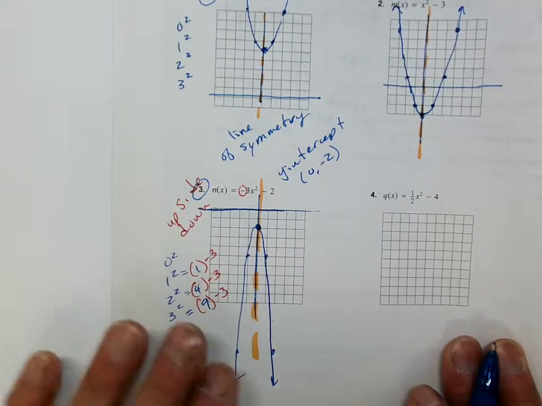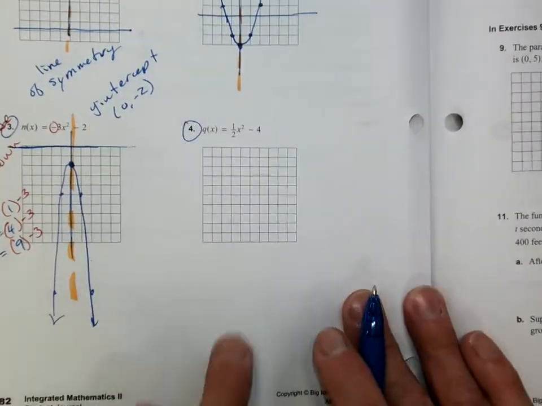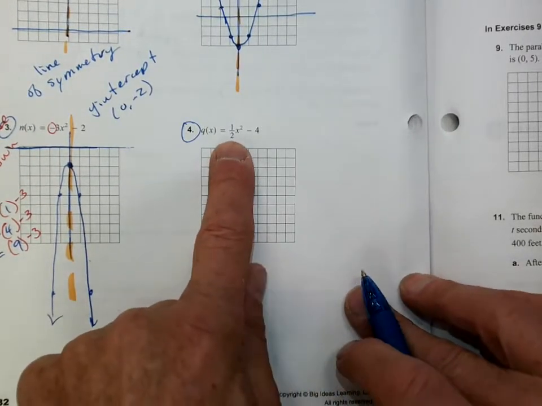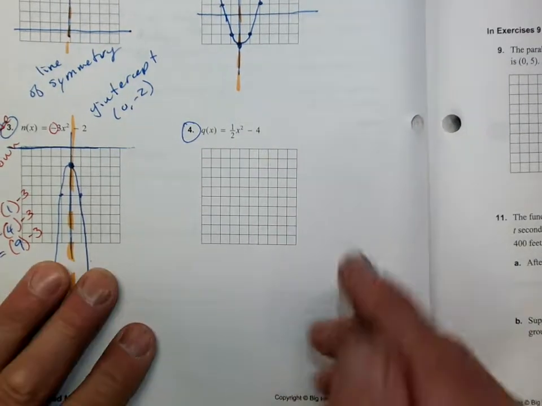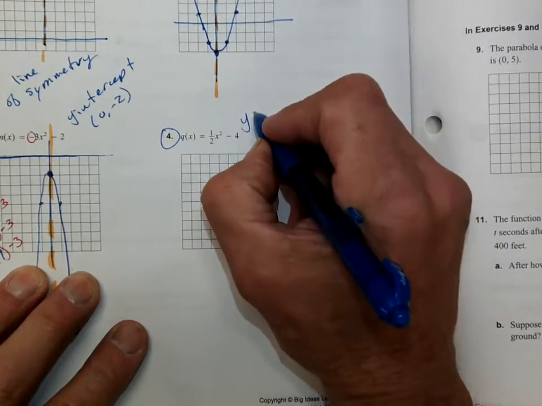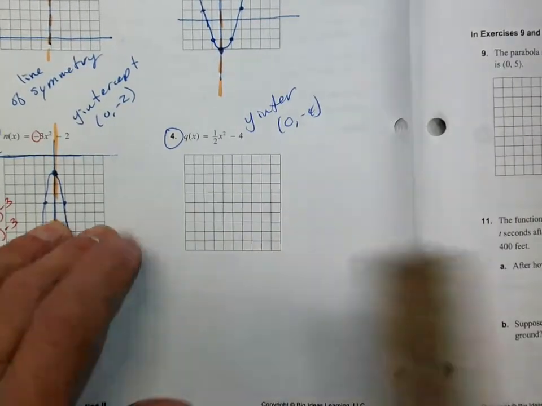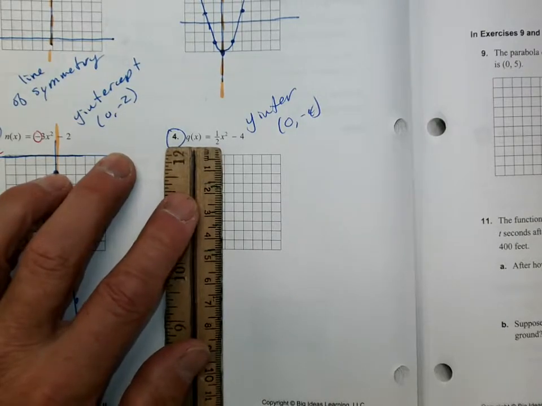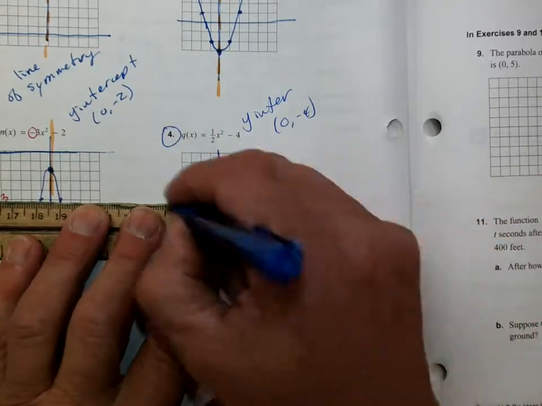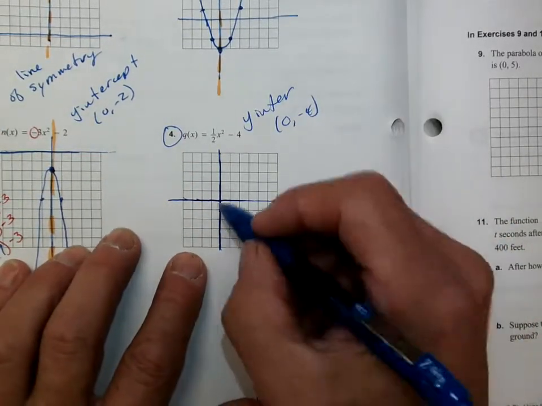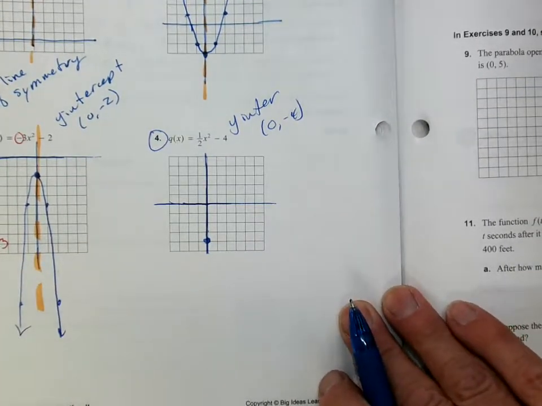Okay? Now, let's look at 4. So before I do 4, what do you think is going to happen? What do you think is going to happen with the 1/2? It's going to shrink. It's going to shrink, right? It's going to be half as tall. So the vertex, or I'm sorry, the y-intercept is at 0, -4. So I know I'm going to go down to 0, -4. Okay. So I will put at 1, 2, 3, 4. There's my y-intercept, right? And it's going to shrink.